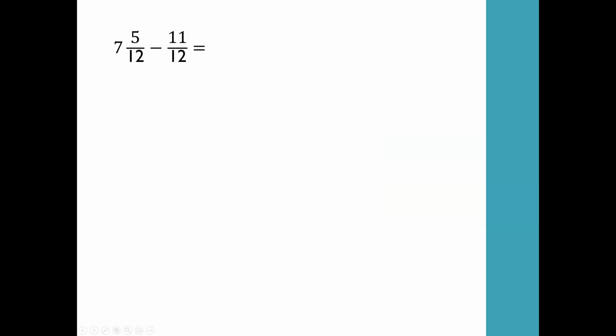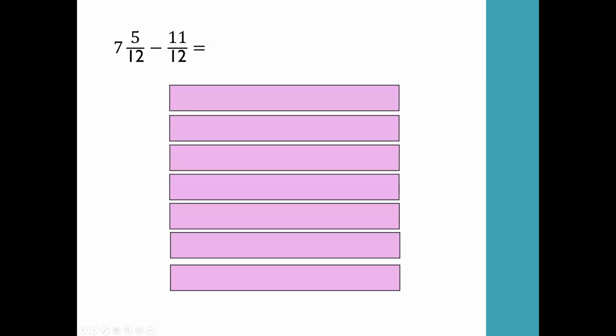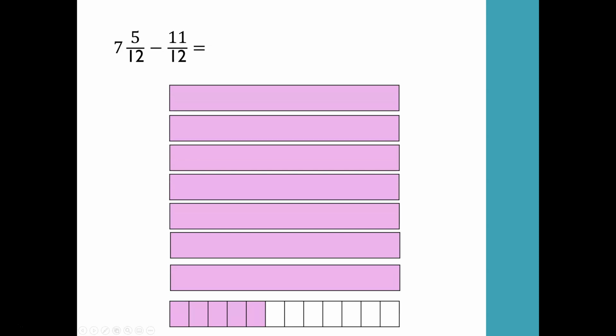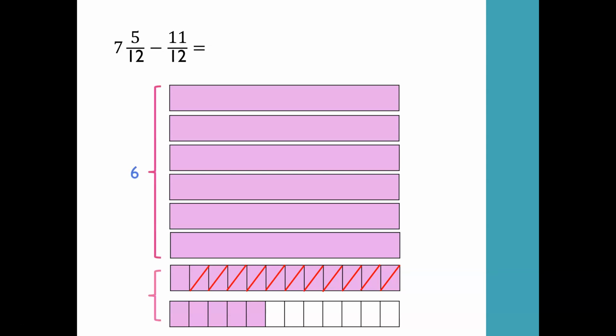Here I have the subtraction equation 7 5/12 take away 11/12. As before, I can represent the total 7 5/12 using bar models. There are 7 whole bars and another with 5 parts shaded. Now I can easily make the reduction of 11/12. After I make the reduction, it's easy to see that there are 6 whole bars left and 6/12 remaining.